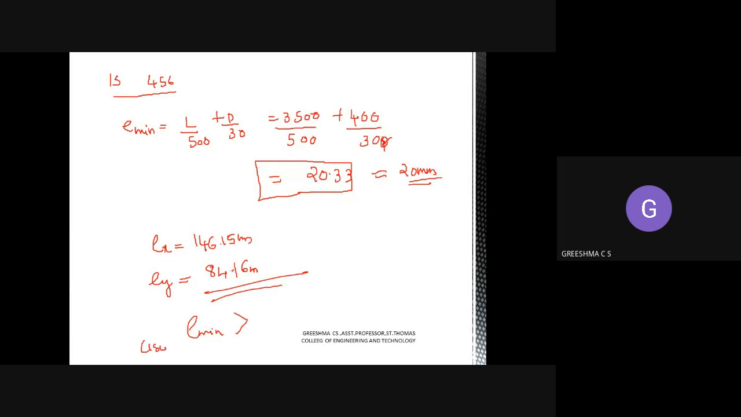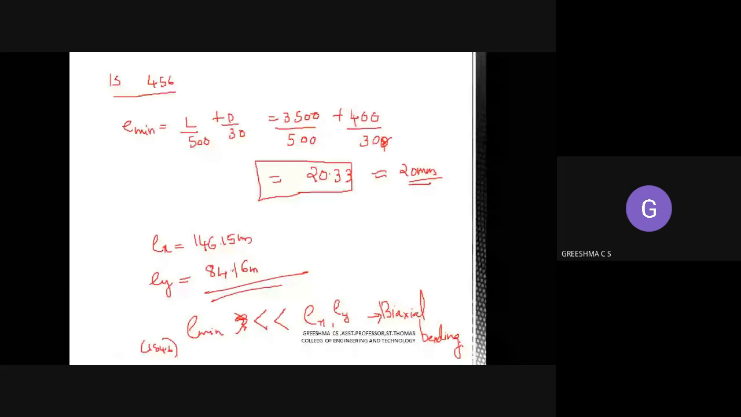E minimum as per IS 456 is less than the eccentricity that is occurring in the column. We can make sure that biaxial bending is occurring in the column if the condition is like this.